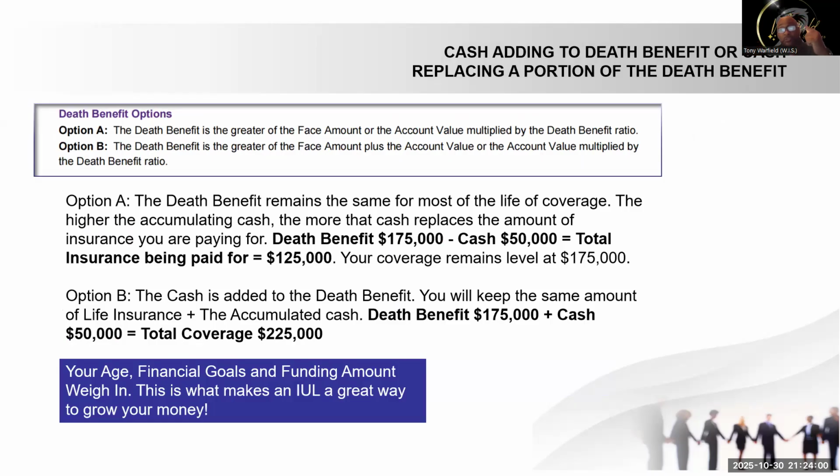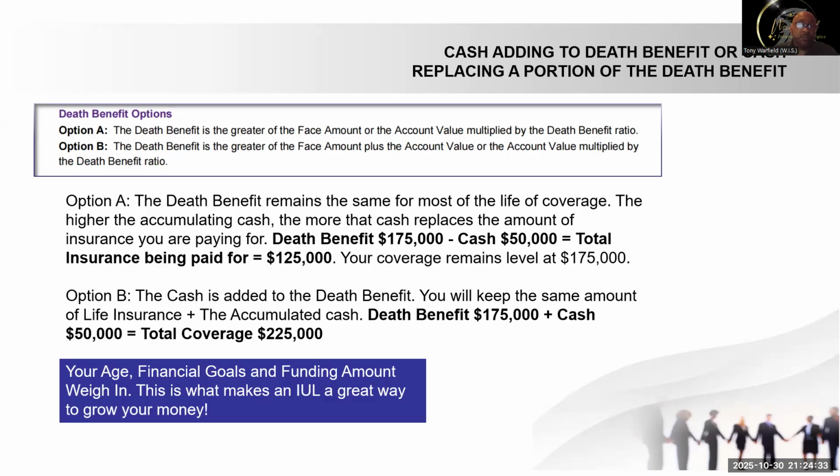Even though the cost of insurance is going up, you're paying for less insurance as your account value increases. So in this case, the death benefit is $175,000 minus the cash that you have in the account. You're actually paying for $125,000 worth of coverage in this case, but your total death benefit is $175,000. Because you're paying for a steady amount of coverage of $175,000 in option B, you have $50,000 in coverage, your total coverage would be $225,000, right? Until you pay your last premium.